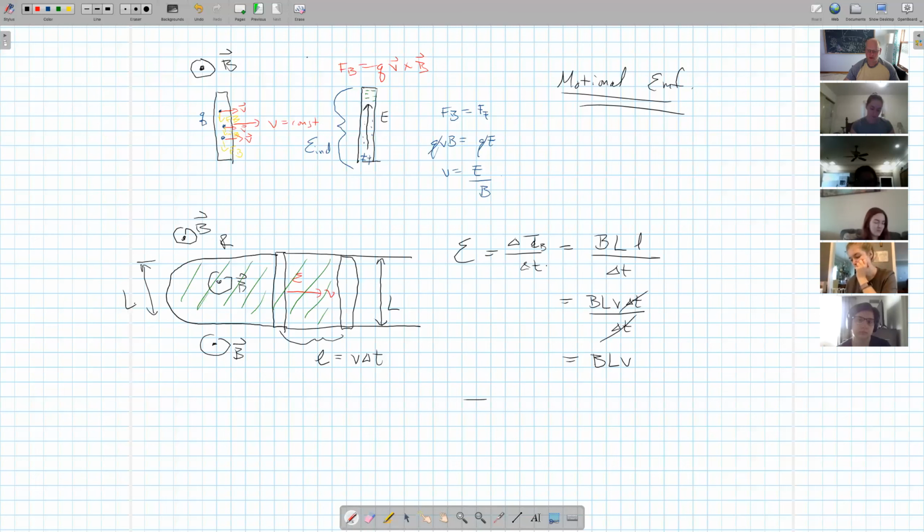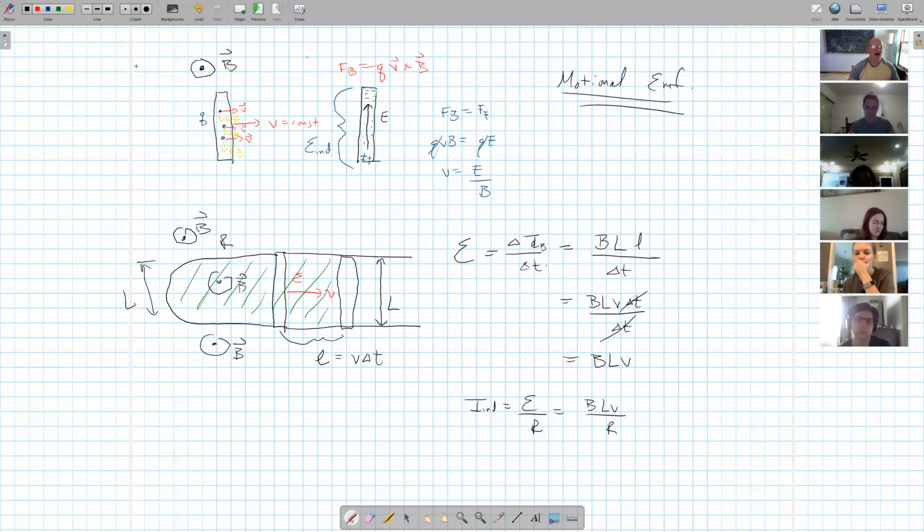Now again, this is going to induce a current. My induced current, by Ohm's law, is going to be equal to the EMF divided by the resistance. So it's going to be the same thing as B times L times V divided by the resistance.